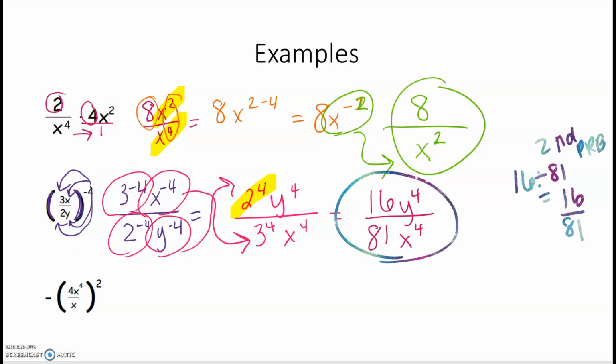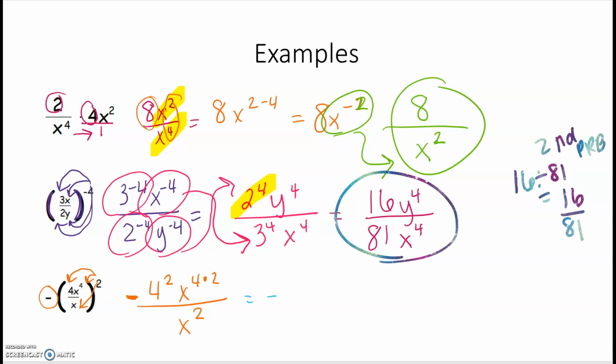Okay, the last example on this slide, again, everything gets that power of 2, but this time I have this negative hanging out front. I'm just going to leave it out front, so I'm not going to do anything with it right now. I know that 4 gets squared. My x already has a 4th power, so we multiply it times 2, and then the x on bottom gets a 2nd power.